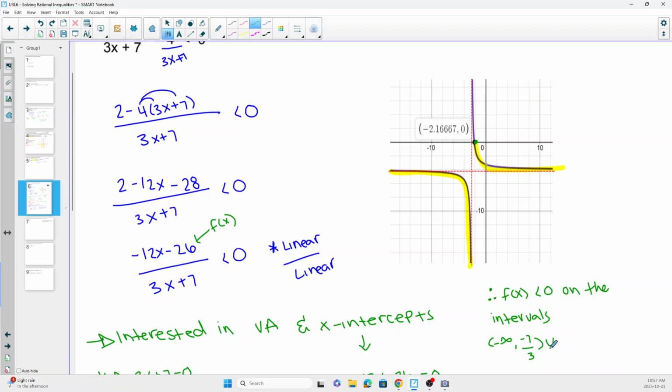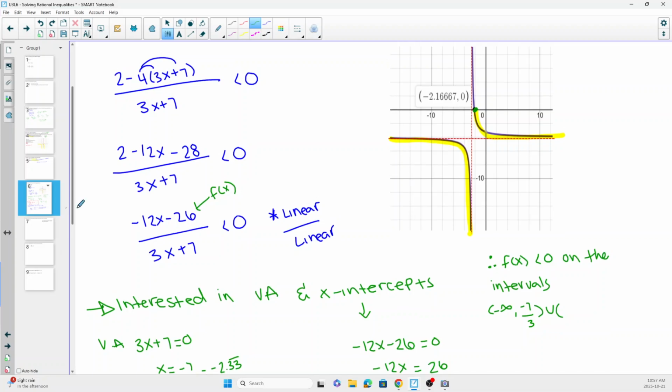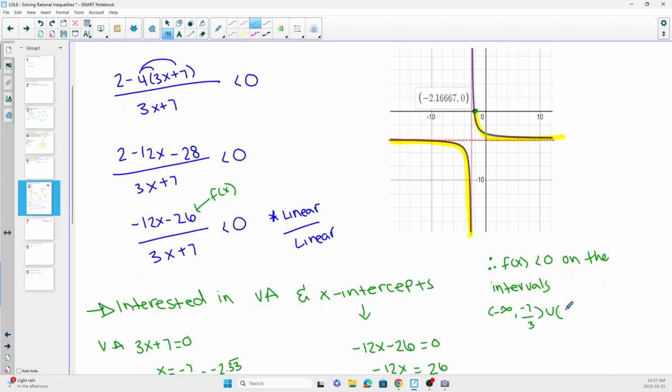And then again, it becomes positive for a little while on the right-hand side of the vertical asymptote, but then at the x-intercept, which was negative 13 over 6, yeah. So at that point, it drops back down below 0, and it stays below 0 all the way until positive infinity.